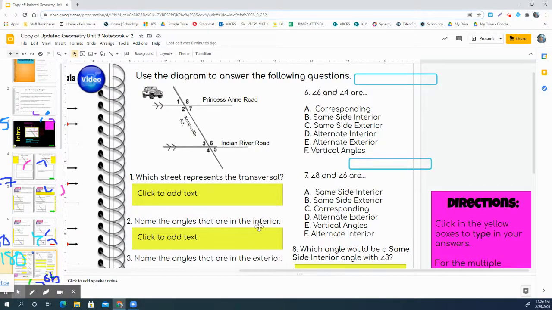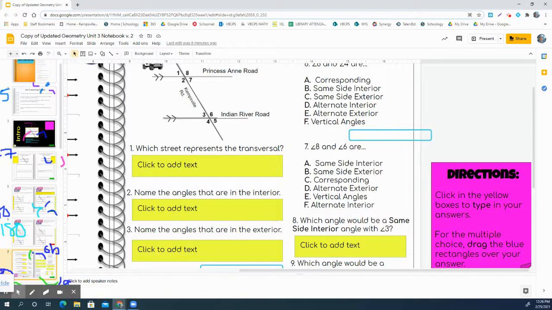Which angles are on the interior? Which angles are on the interior of Princess Anne and Indian River? 2, 7, 3, and 6. 2, 7, 3, and 6 are on the interior. Interior, right here. That's where my car drives in between, right? The analogy kind of stops working when we're talking about streets and the streets are lines, so it doesn't work 100%. But. And this was Kempsville, right? What angles are on the exterior? 1, 8, 4, and 5. Absolutely. 1, 8, 4, and 5. And I forgot to write 8.